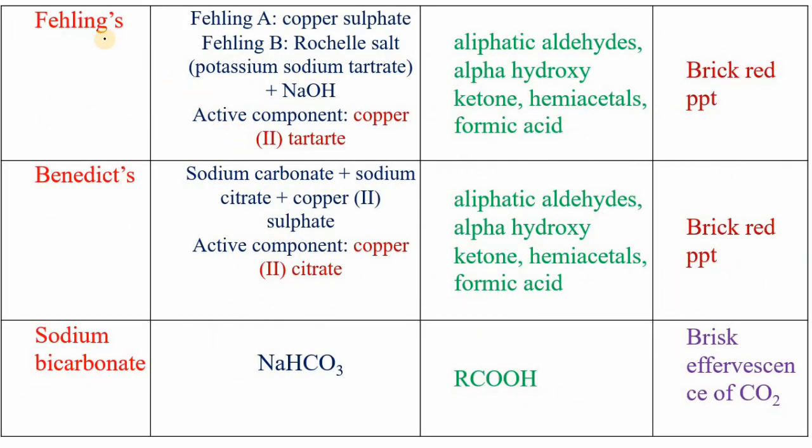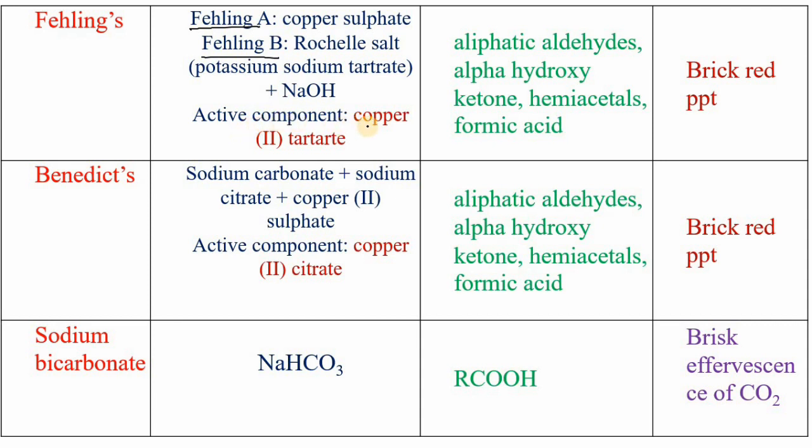Fehling solution, Fehling test. The reagent has two solutions, Fehling A and Fehling B. Fehling A has blue color, Fehling B is colorless. Fehling A is copper sulfate, Fehling B is Rochelle salt. The name of Rochelle salt is potassium sodium tartrate. When you treat with sodium hydroxide, and when you mix Fehling A and Fehling B, you will get Fehling solution.